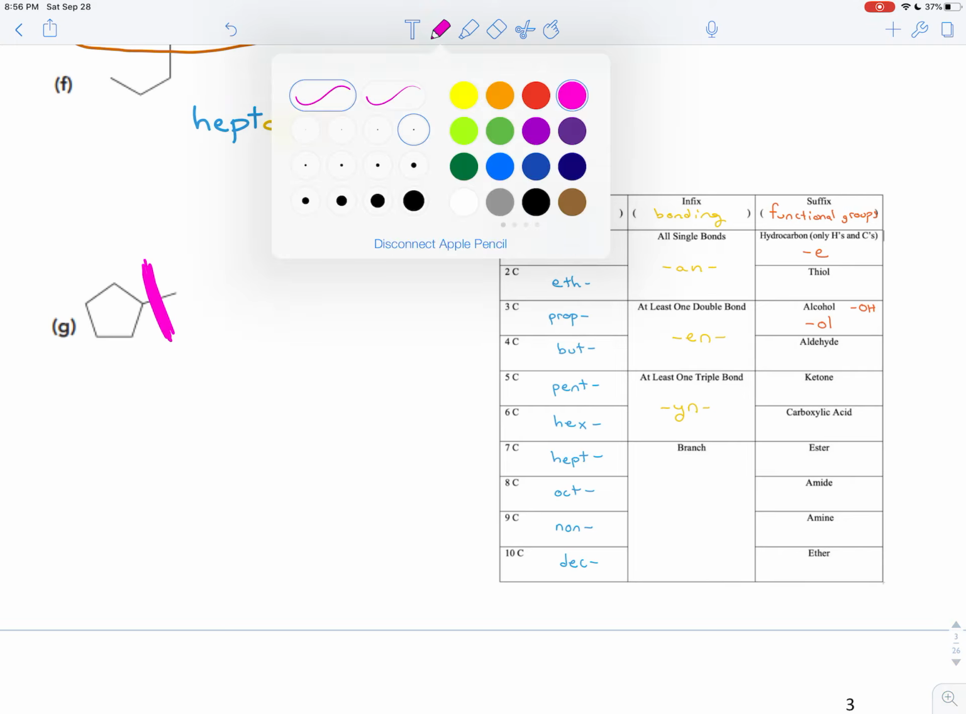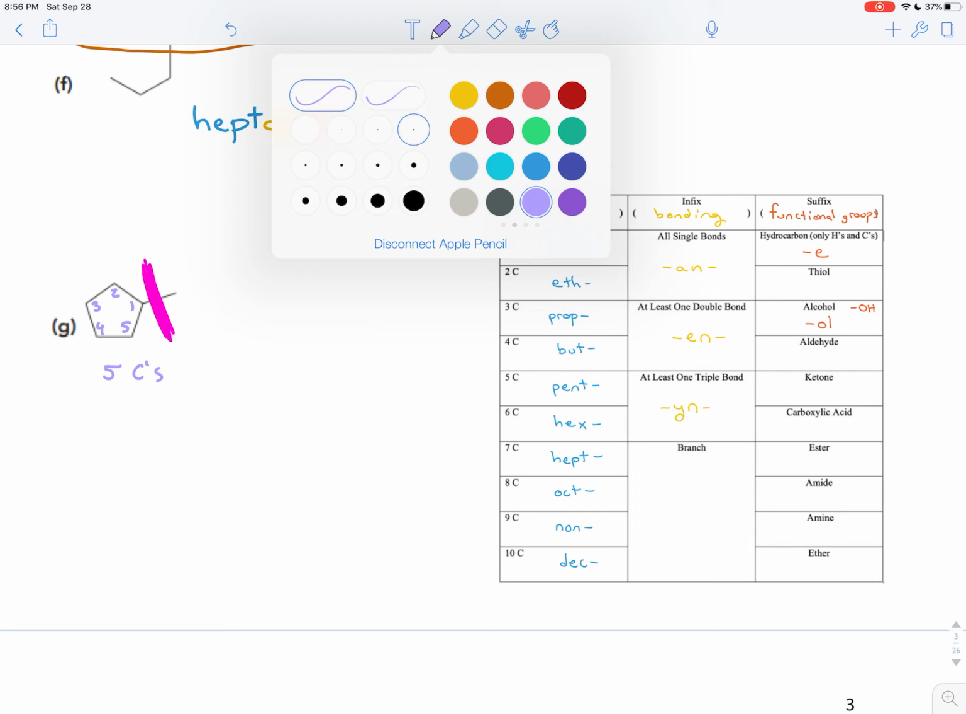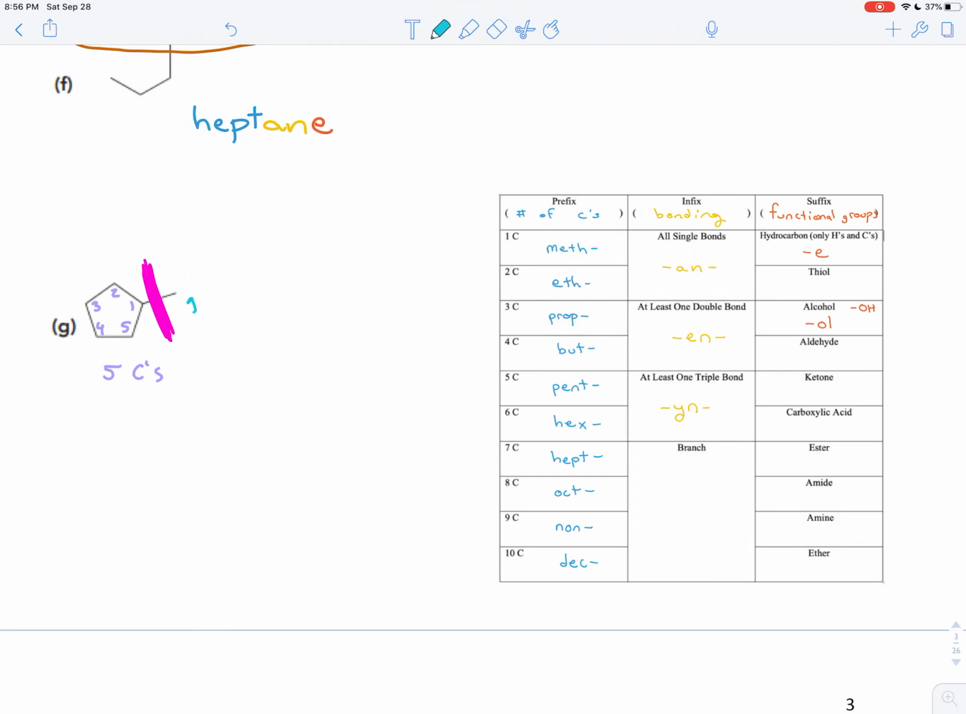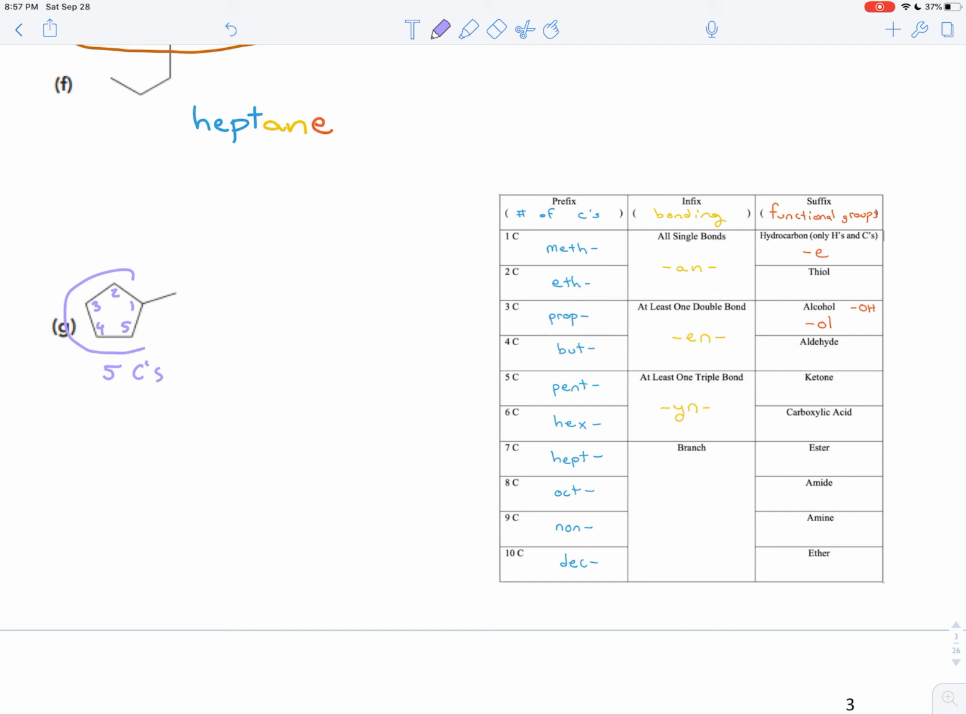And you want to ask yourself, okay, how many carbons are in the ring? Well, there's 1, 2, 3, 4, 5. 5 carbons. How many carbons are in the straight chain? There's only 1 carbon there, this one. So we're thinking about them separately. Whenever you have a ring and a straight chain, you think about them separately, you count them up. The one that has more is the parent chain. And so here, the parent chain is the ring, because that one has more carbons in it.